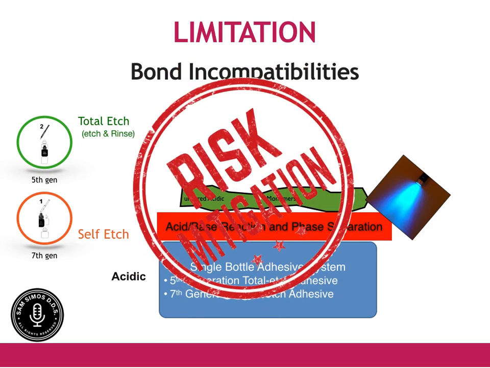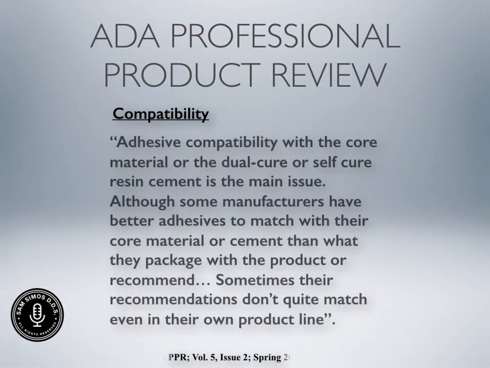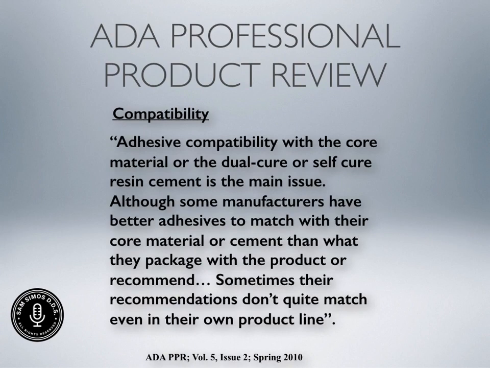And here's how to mitigate the risk. Well, first is to understand it. And I wanted to just bring it to your attention that the American Dental Association had this information back in 2010. They said adhesives compatibility with the core material or the dual cure or self-cure resin cement is the main issue. Although some manufacturers have better adhesives to match with their core material or cement than what they package with the product or recommend, sometimes the recommendations don't quite match even their own product line. This is a big indictment for this particular problem of adhesion.